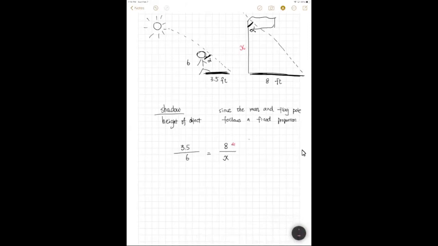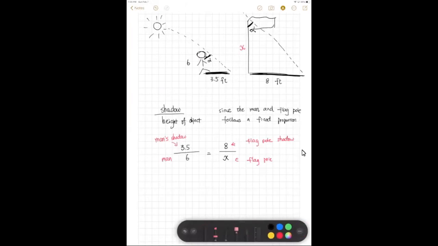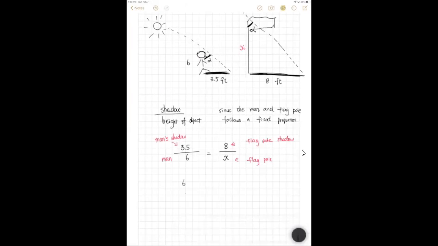Okay, so this is the flagpole's shadow, and this is the object's height, the flagpole, which equals, the ratio should be the same, the man's shadow versus the man's height. This also writes the height of the object equals the height of the shadow.